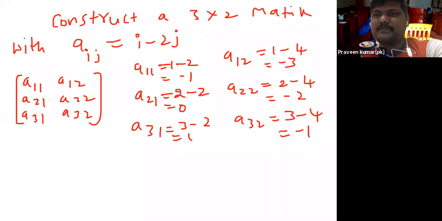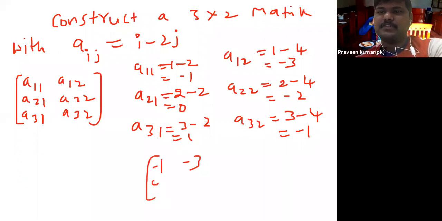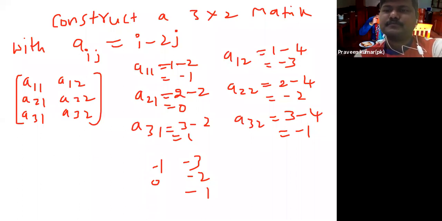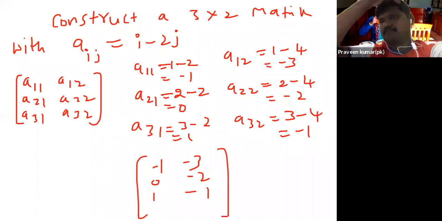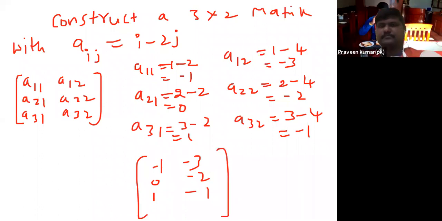The final answer is like this: minus 1, minus 3, 0, minus 2, 1, minus 1. Correct? Everyone got the same? Yes. Good. Very, very good. Every student in the class is responding nicely, understanding the question. This is a very, very important question. In the examination, they will compulsorily ask for 1 mark. Okay.